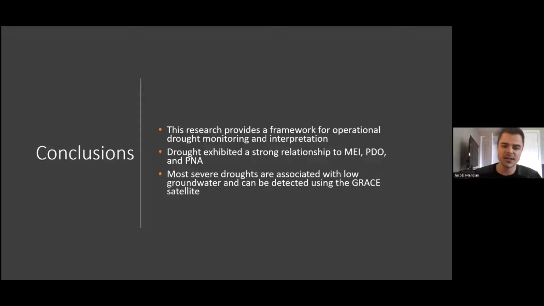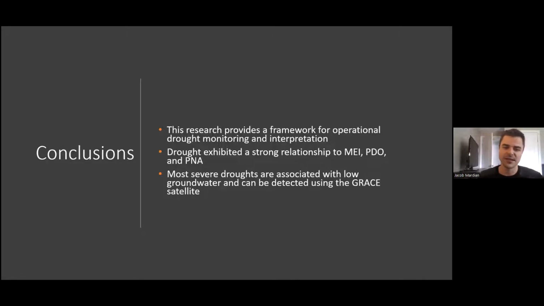So in conclusion, this research provides a framework for operational drought monitoring and interpretation, so we can use it to provide timely updates to drought status, but also study and learn from drought events as we go, and hopefully incorporate that information into our models in the future.